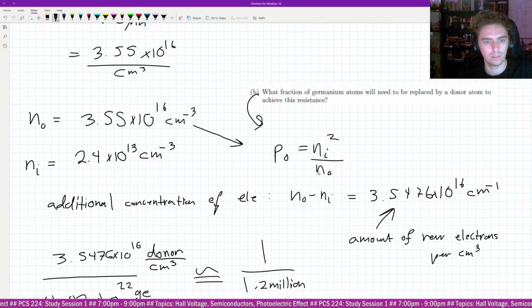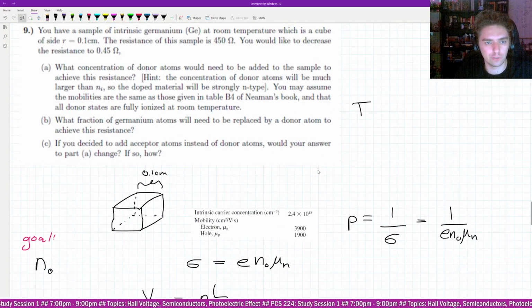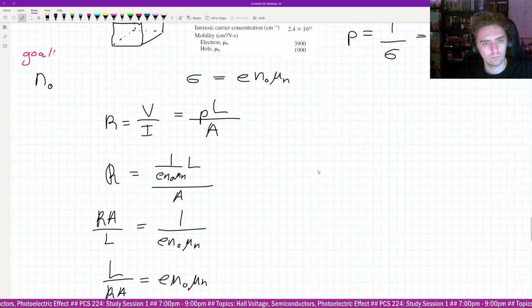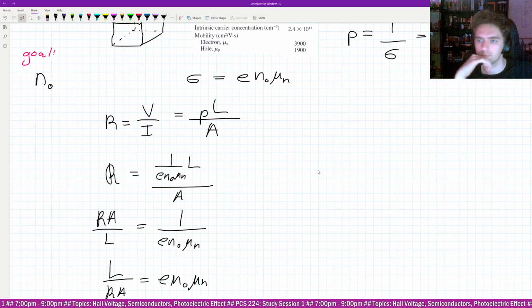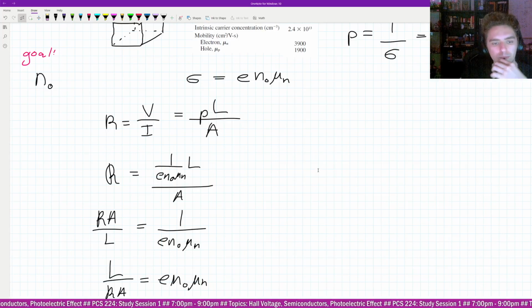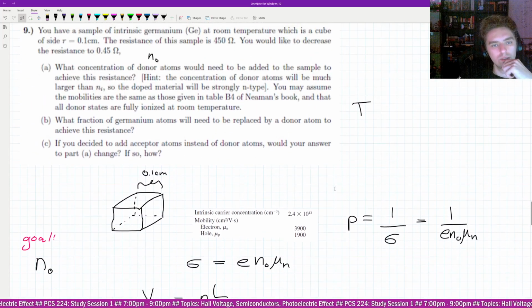What's question A again? Question A is asking what concentration of donor atoms, so what n0, would be needed to have this resistance. But if we look at our method for that question, we did R is equal to rho L over A, and rho is 1 over sigma, where sigma is equal to q n mu n plus p mu p. And if we're adding holes, the reason that we discarded the holes in the original equation was because it was strongly n-type, which means that we don't have to worry about it. But if we're adding holes, then we can't focus on n mu n, and we have to focus on p mu p, right?